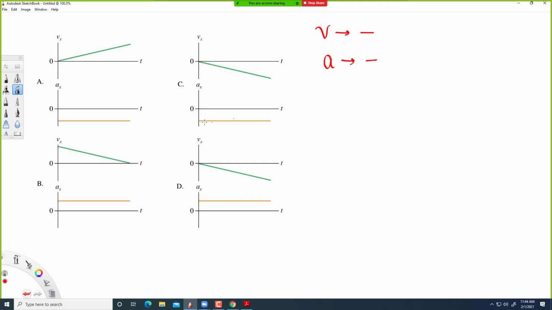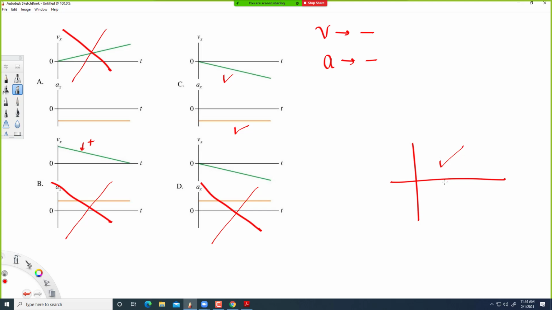So acceleration negative means that's not true. Velocity is negative, so this is not true. We have positive velocity here. So this one has negative velocity, negative acceleration. How about A? So here we have positive velocity. Okay, anything above this axis is positive. Anything below is negative. So if it is negative, then it should be below the axis.